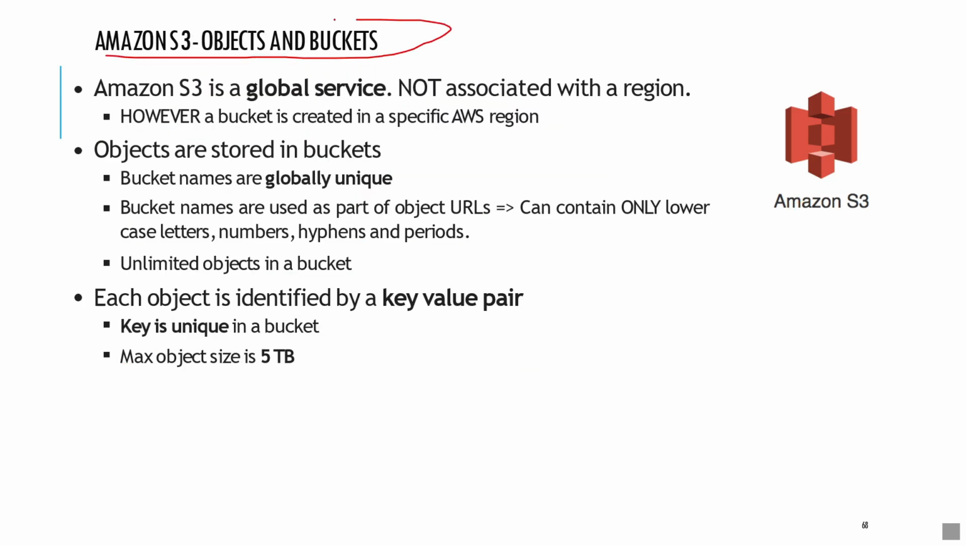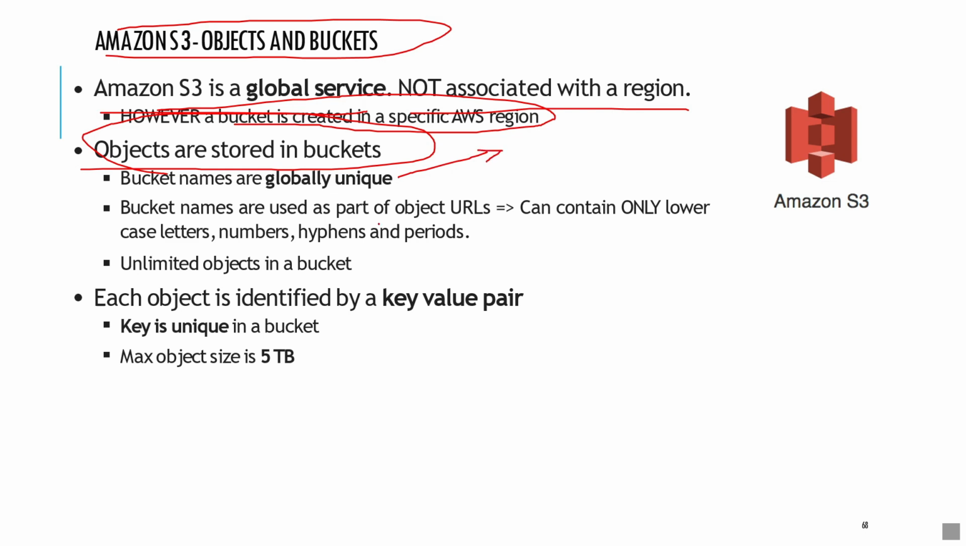Amazon S3 objects and buckets. S3 is a global service. It is not associated with a particular region, but we can create a bucket in a specific AWS region. Objects are stored in buckets. Bucket names are globally unique, and the bucket names are used as a part of the object URL. So we need to use only lowercase letters, numbers, hyphens, and periods.